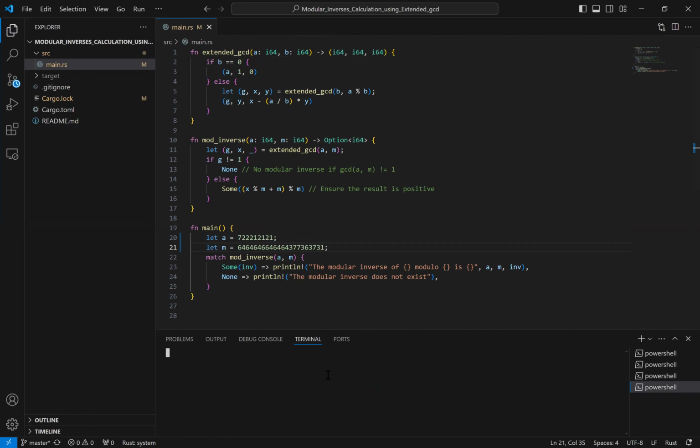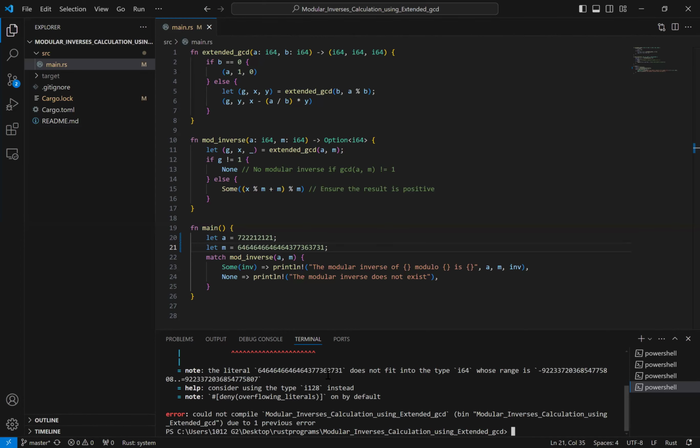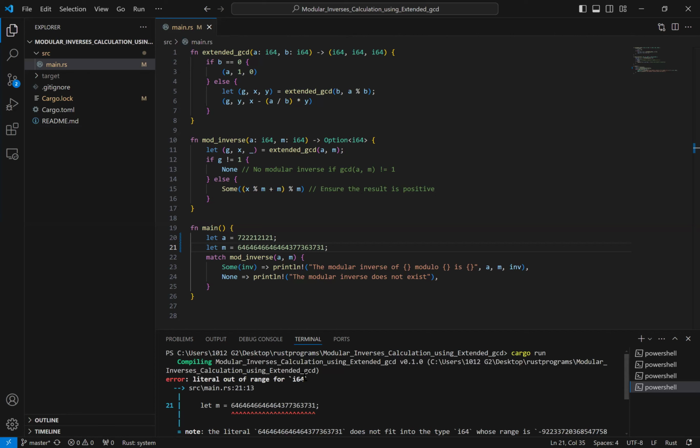Now let's try to run this and see. If they are relatively prime, then it will give us the inverse, and if they are not, then it will not. It has not, and it's telling us something. Oh, it's beyond the i64 range. So we can just try and change this to i128 and see whether it works. We want it to handle bigger numbers, which is why we are changing to bigger bits.